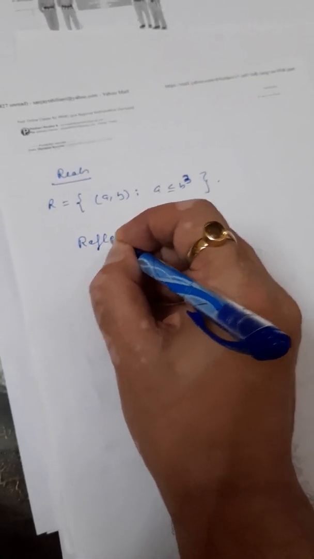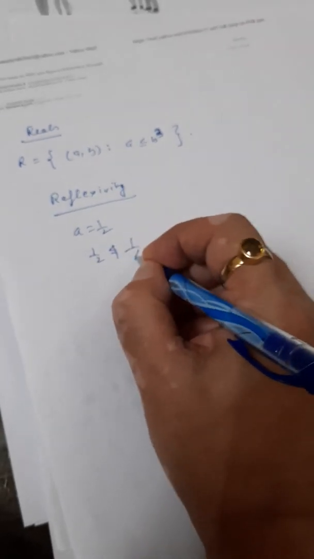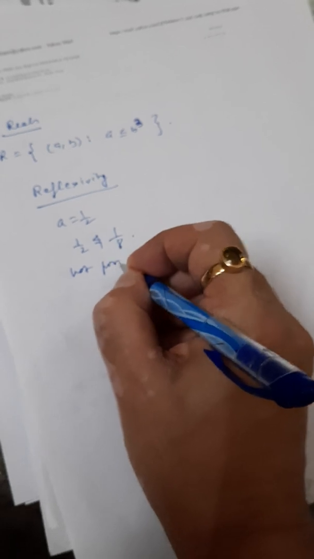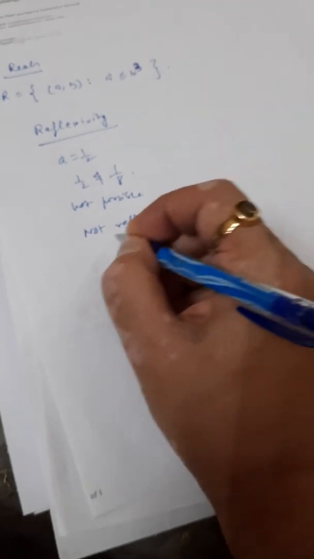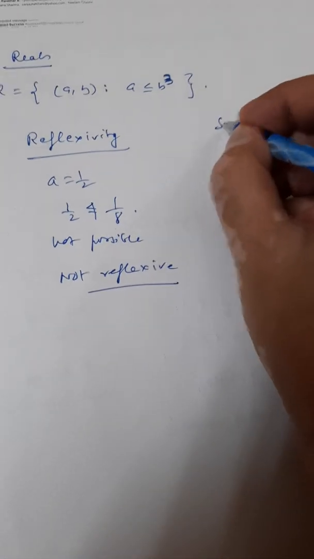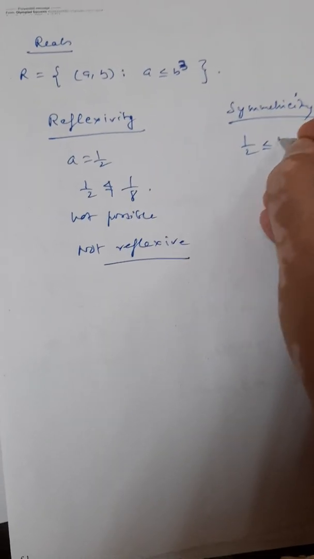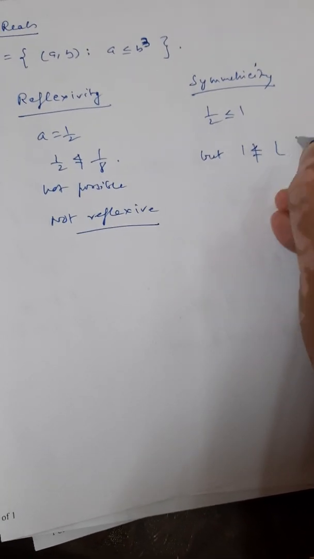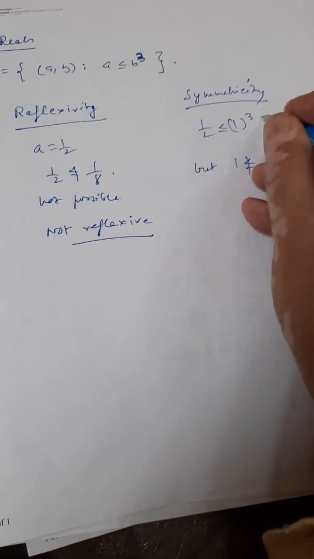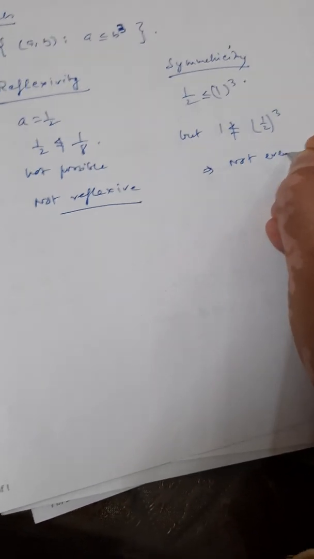Now, reflexivity. You can take the same example. a is half. Half is less than or equal to 1 by 8. Not possible. So, not reflexive. Again, in symmetricity, you have half is less than or equal to 1, but 1 is not less than or equal to half cube. See, this you can also write as 1 cube. That's 1 only. So it's not even symmetric.